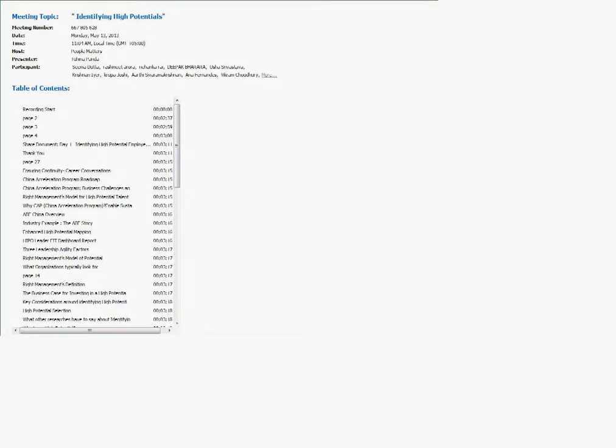And we define business sponsors as individuals who are thought leaders, individuals who are really the owners of the high potential development program.